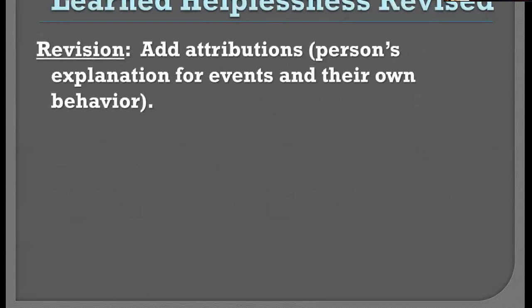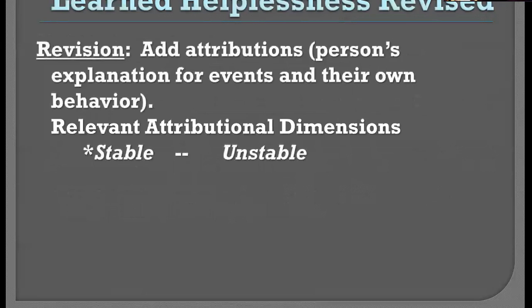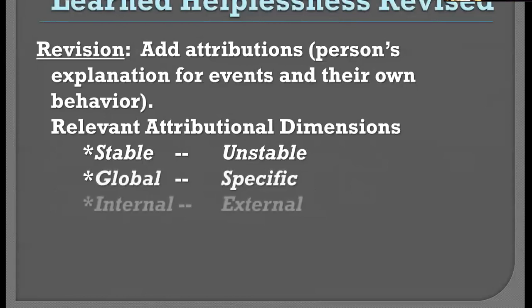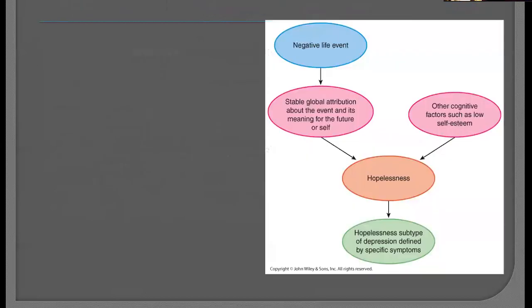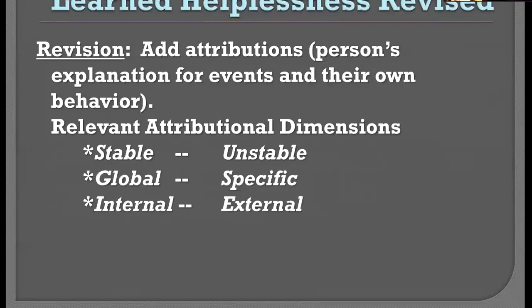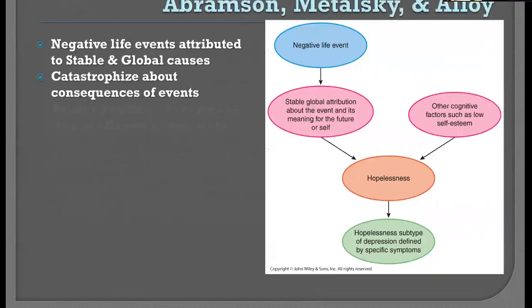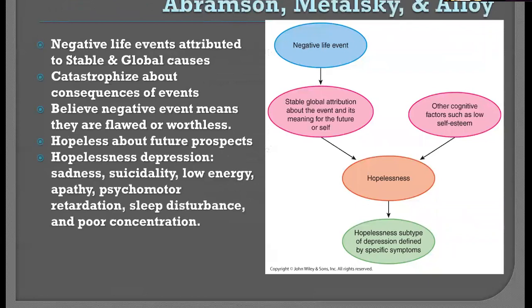But anyway, people, especially the folk that worked in the cognitive behavioral paradigm, started revising the model. And what Abramson and colleagues did is they added attributions, the person's own explanation, a cognitive filter for events in their own behavior. So they're talking about a few attributional dimensions they care about. One is stable or unstable beliefs, global versus specific beliefs, internal versus external attributions. You'll see examples in just a second. So this is the model put all together, the revised, what is now called the hopelessness model.